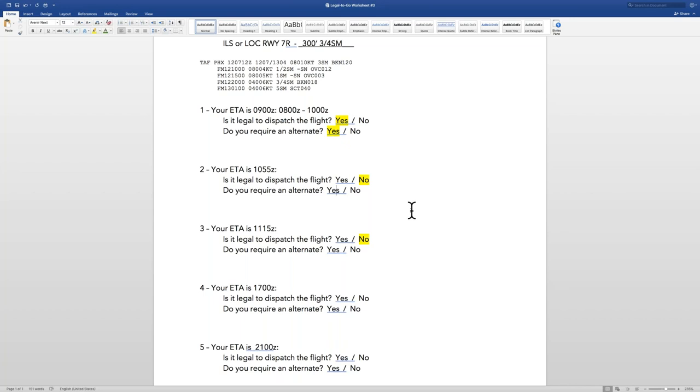So Jeff, what about 17 Zulu? We will reference the third line down at 1500 Zulu, because that would be effective at this point. And we are legal to go with one statute mile visibility. Good. However, we've got an overcast layer at 300 feet. Again, we're just looking at the visibility, correct? Correct. So then we are legal to dispatch the flight. Good. And do we require an alternate? Yes, because of the overcast layer at 300 feet. Yep. And also the 1 mile of visibility, right? Both of those require an alternate. Good. Okay.